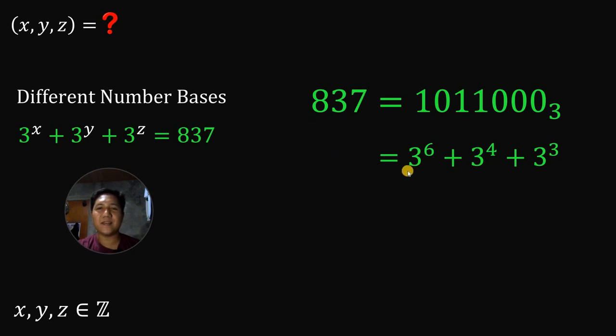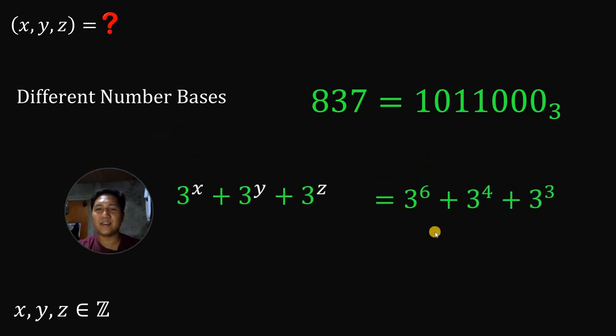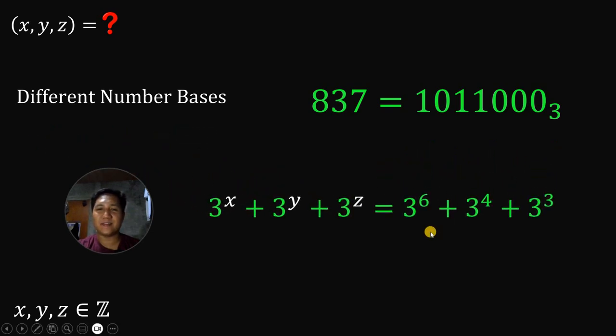Now take note that 3 raised to 6 plus 3 raised to 4 plus 3 raised to 3 is simply equivalent to 837. Therefore, we can equate 3 raised to x plus 3 raised to y plus 3 raised to z to 3 raised to 6 plus 3 raised to 4 plus 3 raised to 3. At this point, we can now easily get the values of x, y, and z. Take note that x can be 6, y can be 4, and z can be 3.